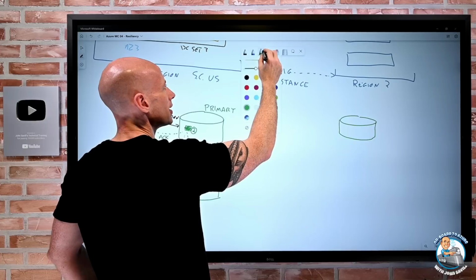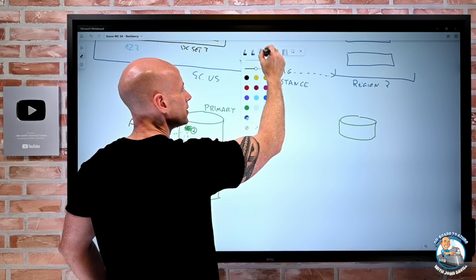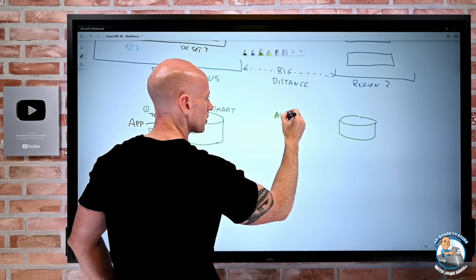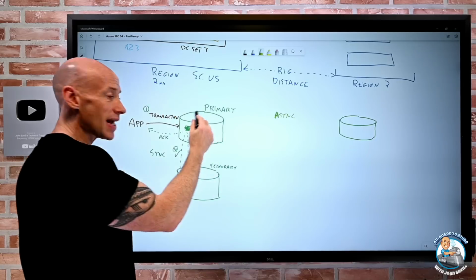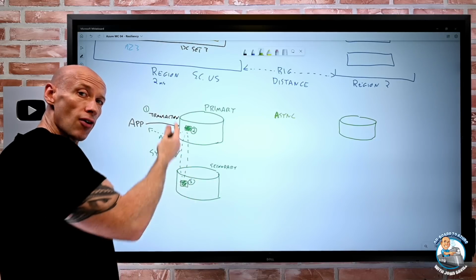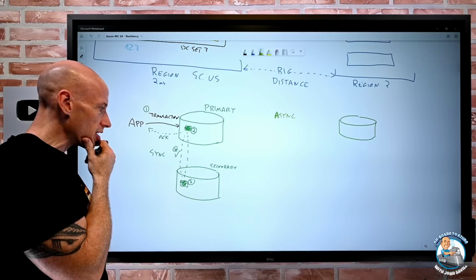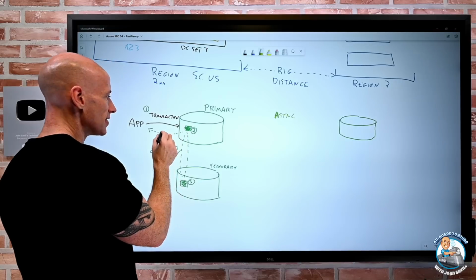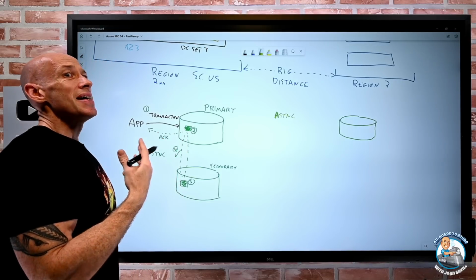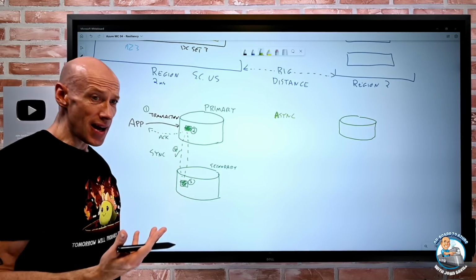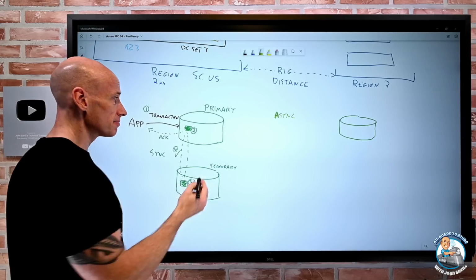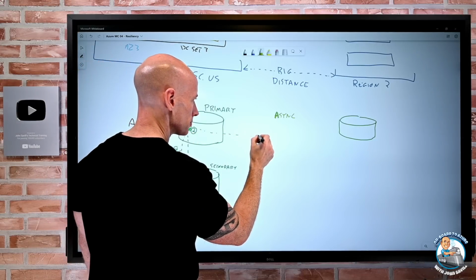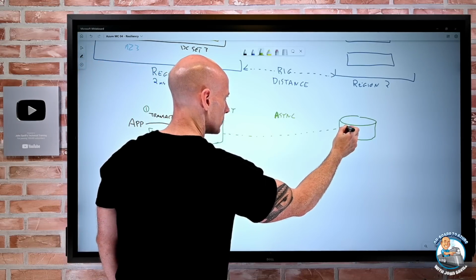In fact, let's use a slightly different color. We'll do async. This could be exactly the same. I could have both, and I probably would. For high availability, I have a copy in the same region. It's sent the acknowledgement. That was kind of the step 5. It sent the acknowledgement back. Now, when it gets around to it, as quick as it can, it sends it to here.